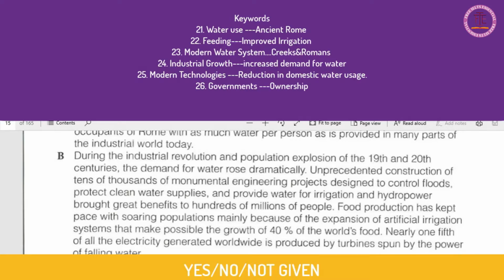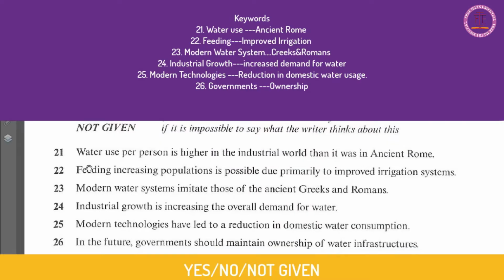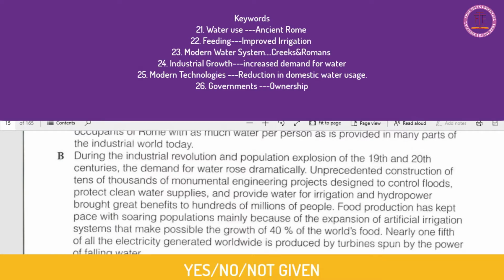Okay, look at this. Feeding increasing population is possible due primarily to improved irrigation, and the answer is definitely yes. Okay, so let's move to the next question. The 23rd is about the modern water systems imitation. So first let's find, is there any modern water system and is there any imitation? If there is, then we can answer. Okay, let's move to the next one.